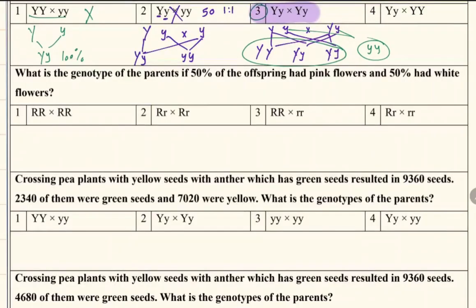The question after it says, what was the genotype of the parents if 50% of the offspring had pink flowers and 50% white? The first one will give me 100% pink, not the correct one. This one will give me 3-to-1, like the one before. So this is not the correct one. This one will also give me 100% pink. This is not the correct answer.